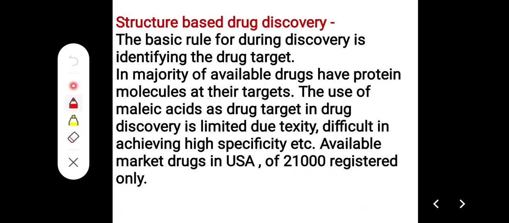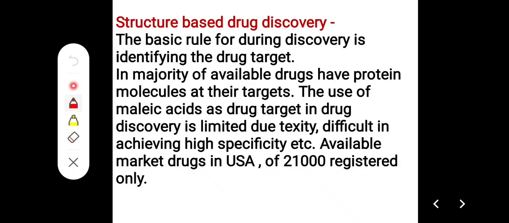Okay. Structure-based drug discovery. The basic rule for drug discovery is to identify the drug target. First, we have to identify the drug target, where the drug should have its effect, where the drug should react.